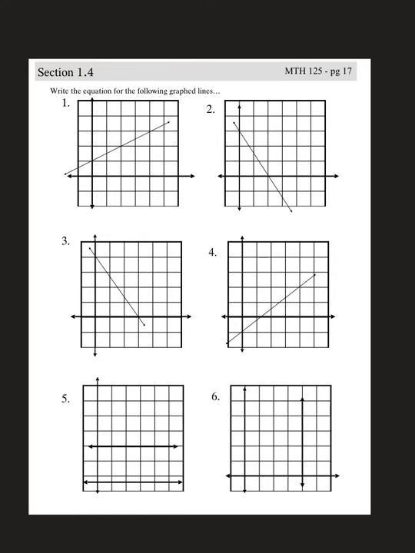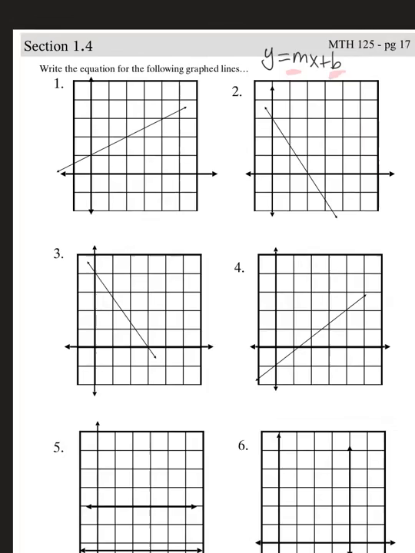Okay, so if you're going to be writing equations for lines, every time you're tasked with writing the equation for a graphed line, you should always set yourself up to write it in slope-intercept form, where you are looking for numbers that you are plugging in for m and b. So you're always looking for the y-intercept and the slope. So I'm going to start with this first one.